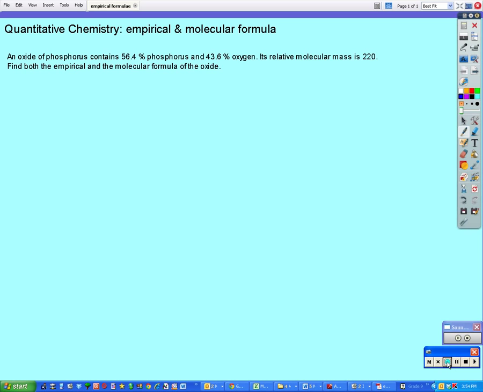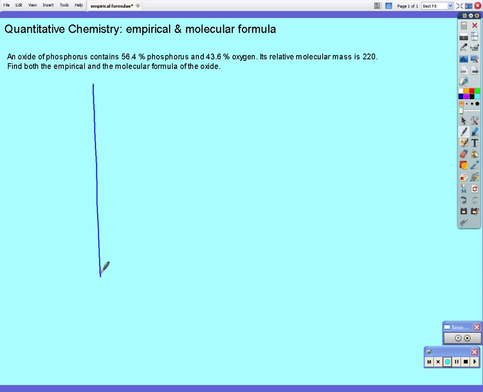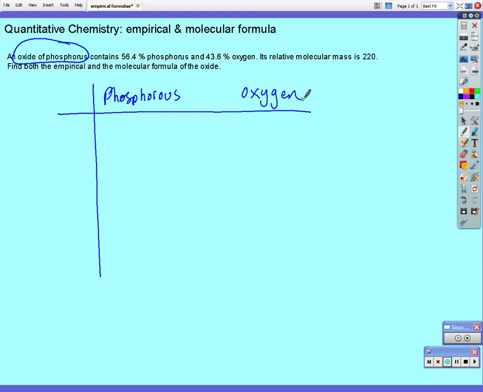Okay, so I'm going to start by making myself a nice big table with the elements which are present in the compound. Now here's a strange way of describing what the compound is. It's an oxide of phosphorus. It tells us it's an oxide of phosphorus because there are different phosphorus oxides. Well, we know then it must contain phosphorus and oxygen, or if we like, phosphorus and oxygen.